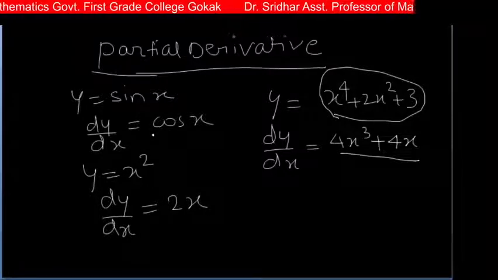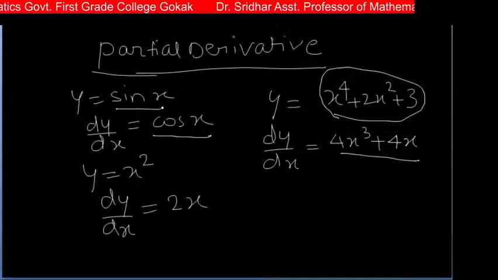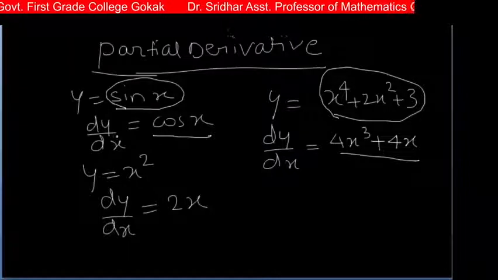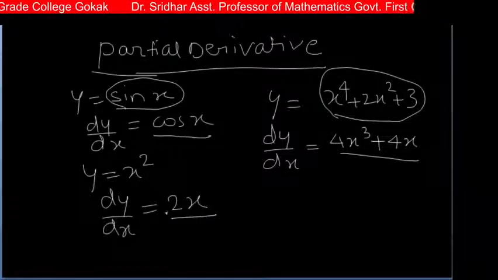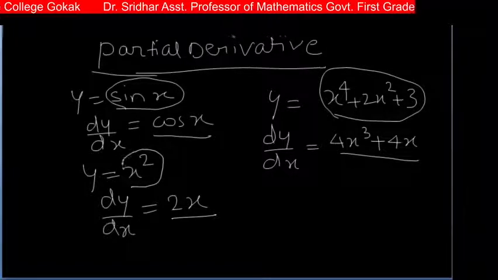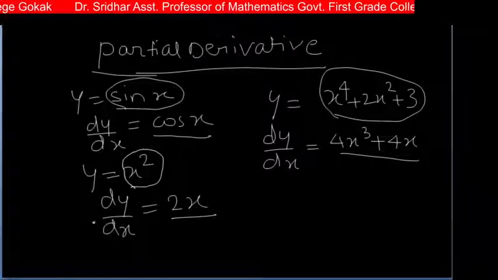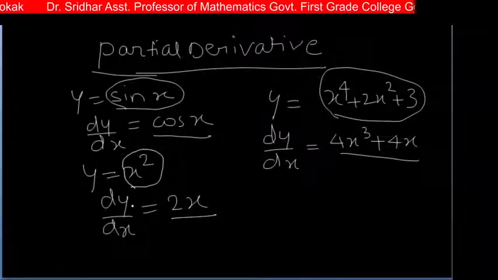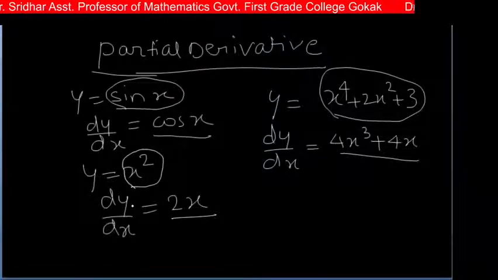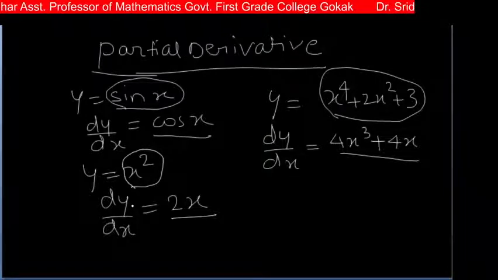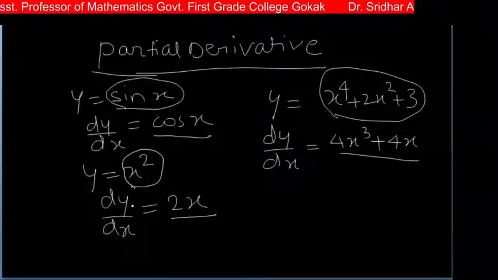Similarly, this cos x is the derivative of the function sin x, and this 2x is the derivative of the function x square, correct? So this is known as derivative. Then what do you mean by a partial derivative?